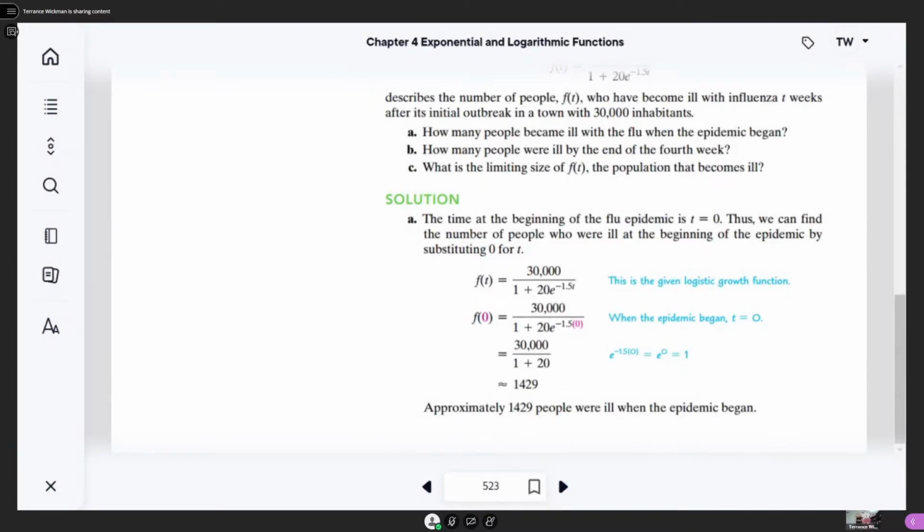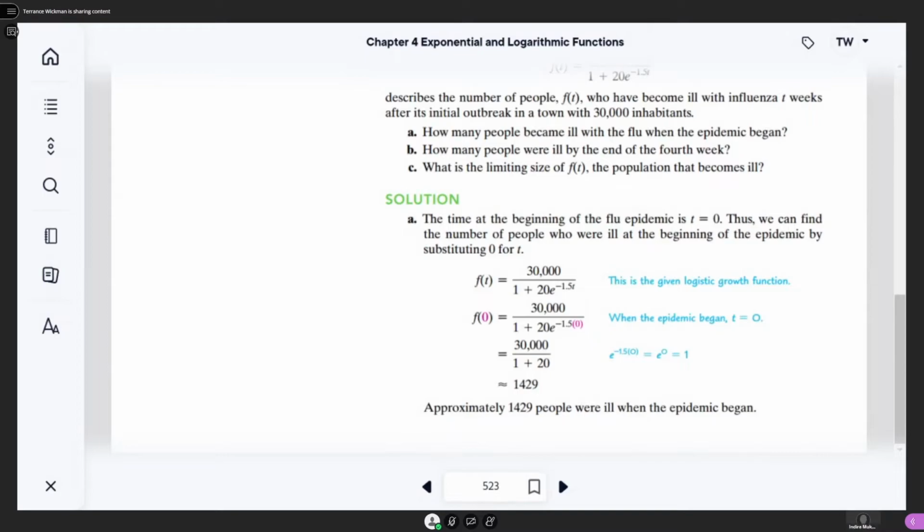Now look at the next question. Let's do C. We'll go to B in a minute. What is the limiting size of the population becomes ill? What does that question mean? Can somebody tell me? Somebody that hasn't spoken. Let's try to get out of here tonight. Is it 0? It says, what is the limiting size of the population becomes ill? That's the limiting size. What does that mean? Anybody have an idea?